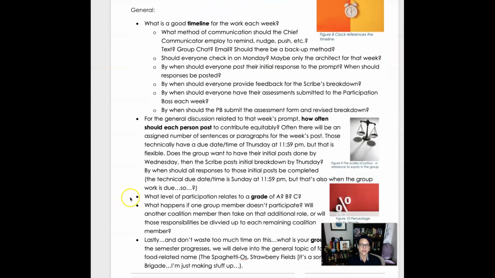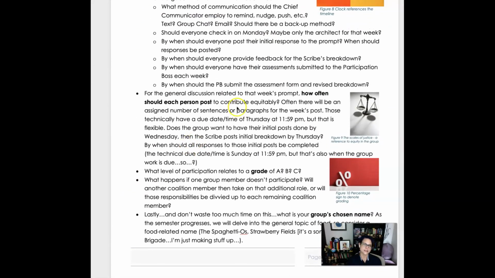All right. So for the general discussion related to that week's prompt, how often should each person post to contribute equitably, right? We want the responsibility to be equal. Often there will be an assigned number of sentences or paragraphs for the week's post. Those technically have a due date and time of Thursday, but there's some flexibility, right? So the scribe has to kind of figure out when the breakdown needs to stop, right? When is that document done? Do you share it so that it's edited?